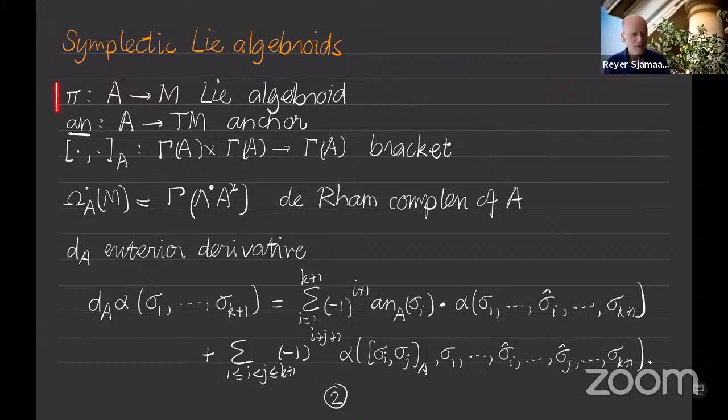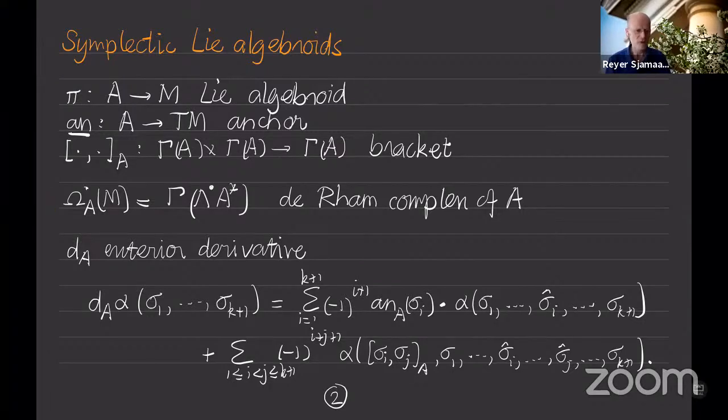Bundles, so a vector bundle over a manifold, together with an anchor map, a vector bundle map into the tangent bundle of the manifold, and a bracket on the sections, which satisfies a kind of Leibniz rule. And a Lie algebroid has almost all of the paraphernalia of the usual symplectic geometry. For example, there's an associated de Rham complex.